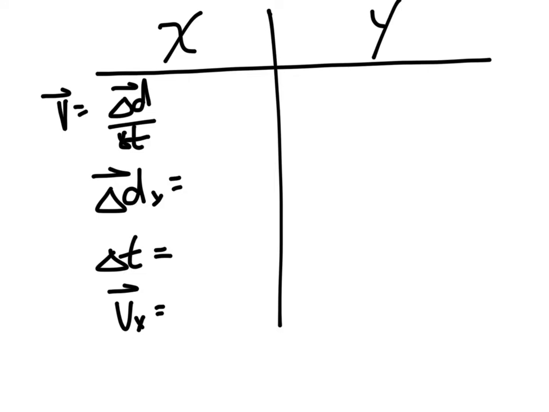Our horizontal velocity was 12.044 meters per second. We don't know anything about the time, so we're going to leave that as a question mark. And our displacement in the x direction is what we need.